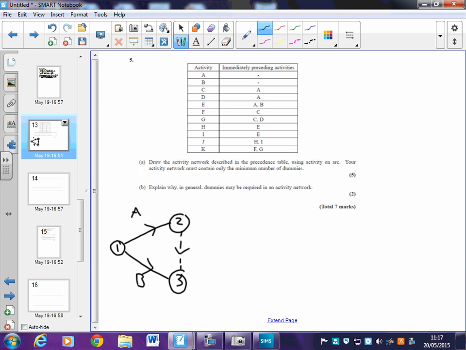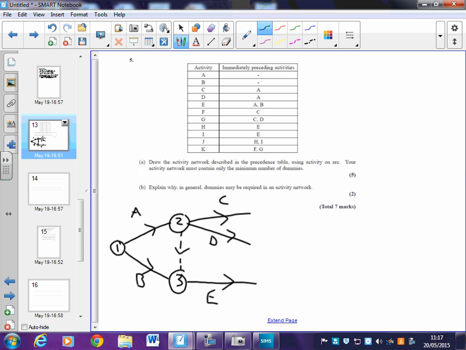So at 2, A is finished, and at 3, A and B are finished. That means C and D need to come out of this 2 here. So I've got C and I've got D. And at number 3, E needs to come out of there, because E needs to come out of where A and B finish. Looking ahead to my next two tasks, F depends on C only, and G depends on C and D together.